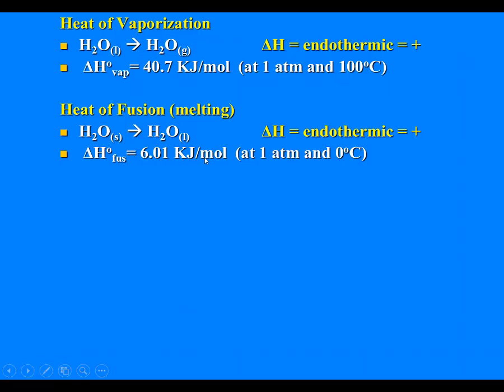Now I want you to think about this. If the vaporization is 40.7 kilojoules per mole, but the heat of fusion or melting is only 6.01 kilojoules per mole, why is there such a large difference between these two energies? Maybe pause the video here for a second and discuss why that would be the case.